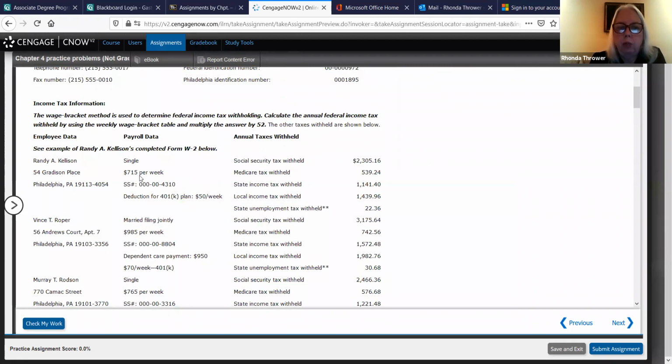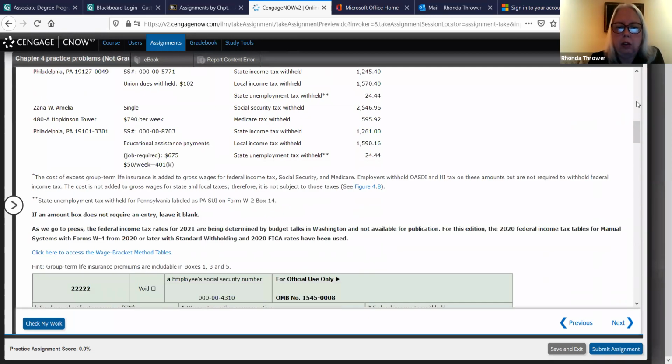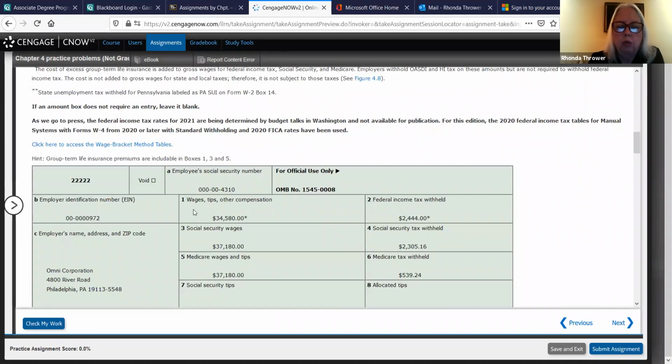And once again, we're going to take the $715 per week. We're going to deduct from it what we've put in for our 401k retirement plan for this employee. So 715 minus 50 will give you the weekly amount of earnings that are subject to the federal income tax. Then we multiply that weekly earnings by 52, and that's how they came up with the amount that they entered in box 1 for wages, tips, and other compensation.